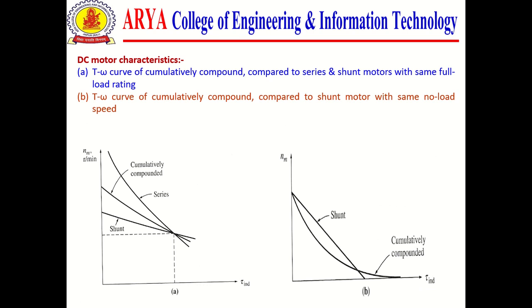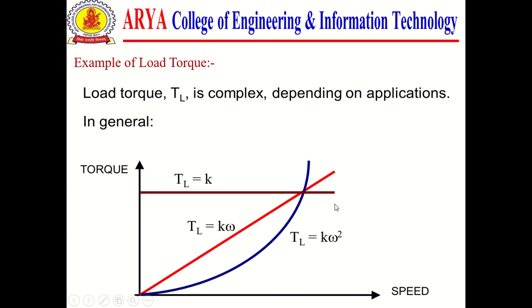These are some specific characteristics of torque and speed. Characteristics for cumulative compound, series, and shunt motors. These are the combined features of the torque and speed characteristics for all types of drives. These are examples of load torques. Here you can see from this graph, the load torque is constant when speed is increased, there is no change in the value of load torque.